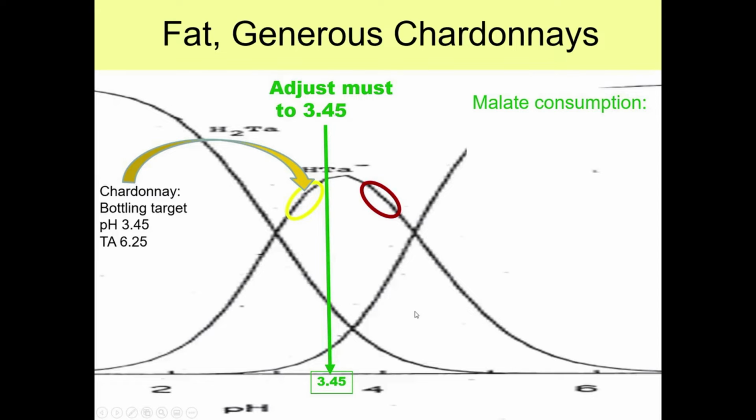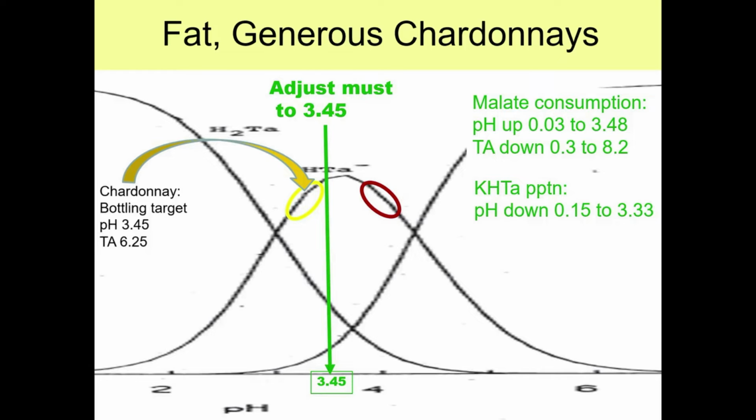Then we're going to get our malate consumption, which will have the same effect as the Sauvignon Blanc, taking the pH up a little bit and the TA down a little bit. Then the KHTA precipitation is going to drop us back down 0.15 to 3.3, just as before, and the TA drops to 7.2.